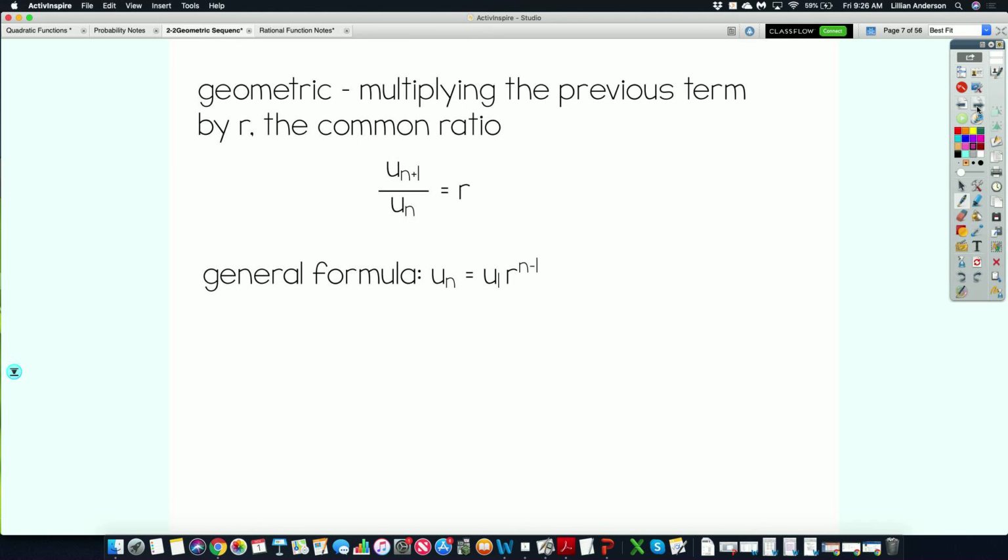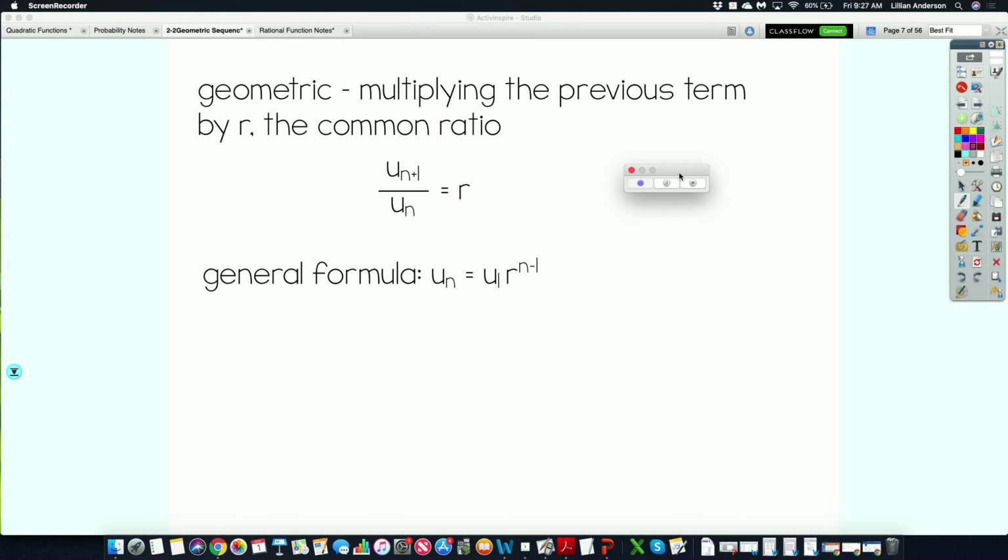So, when something's geometric, that means you are multiplying the previous term by r. It's called a common ratio. R, common ratio, D, common difference. Okay? Sometimes they could just say find r. You need to recognize that from there it is a geometric sequence.